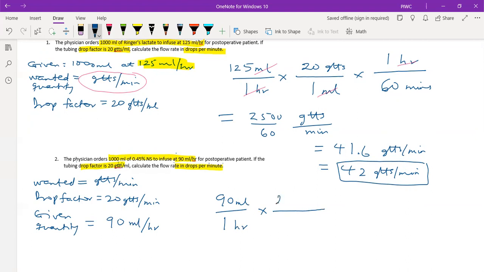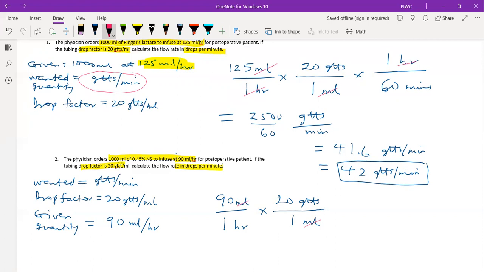20 GTTS for 1 ml. It has to be ml here. Let's cross out the units as we go on. So ml crosses out ml. So far, my unit is in GTTS, or drops per hour. You can see that: drops per hour.